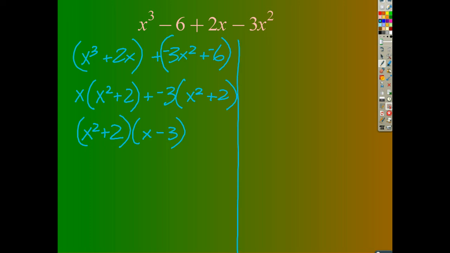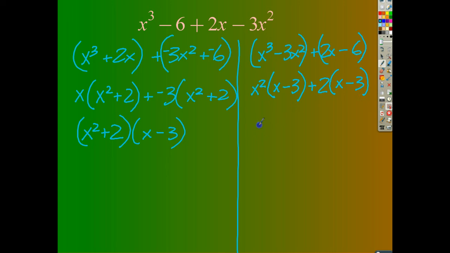Well, let's see. We could have also done this where we said, okay, x cubed minus 3x squared, okay? And then I could have said plus 2x minus 6, right? And I could have grouped this one and this one together. And then I'm going to pull an x squared from here, and I get x minus 3, plus I'm going to take out a 2 from here, and I'm going to get x minus 3.